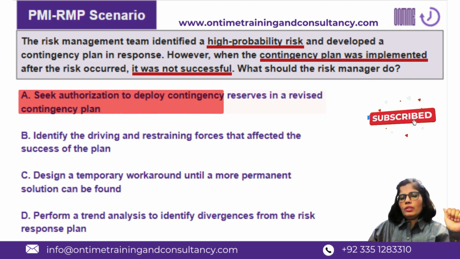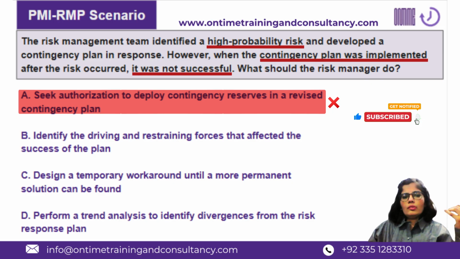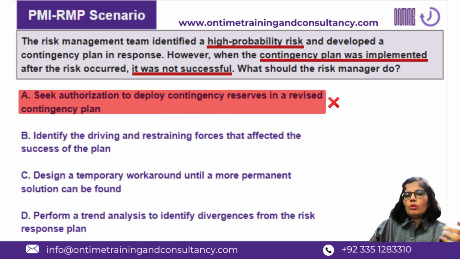So A is not the first thing to do, neither is the root cause analysis, knowing what went wrong and why it didn't work and what we should be doing to fix it, which is also like covering option A as well. And option B and option D are also talking about root cause analysis. Option B is clearly talking about root cause analysis, identifying the driving and restraining forces that affected the success of the plan.